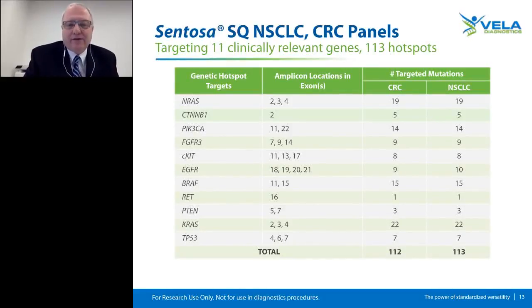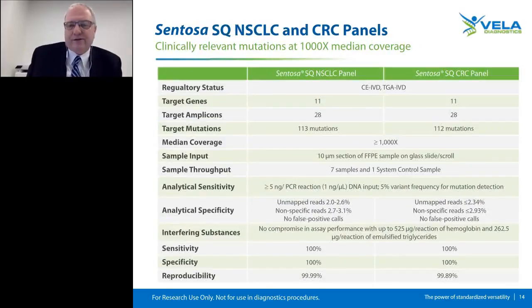So the panel that was used on this system was our colorectal cancer panel, which is targeting 11 clinically relevant genes in 113 hotspots. So when you're monitoring, say, a disease or a known affliction, using one of the smaller cancer hotspot panels is very prevalent amongst our customer base. Okay, so this is a smaller panel for CRC or even the smaller panel for NSCLC.